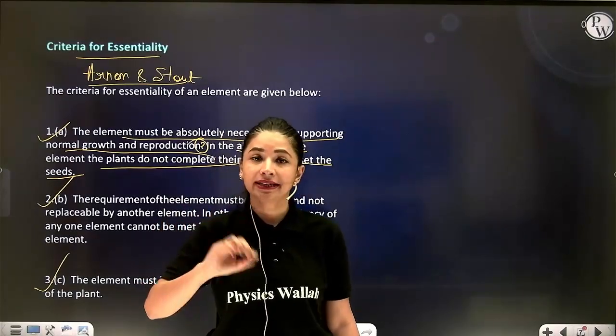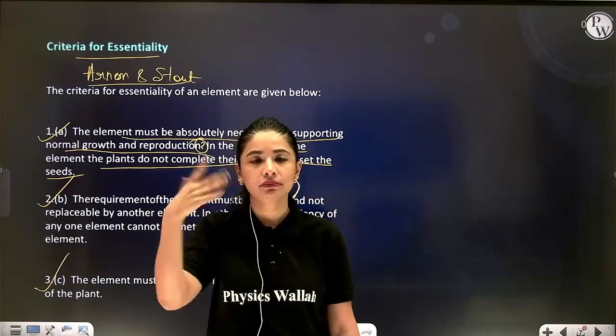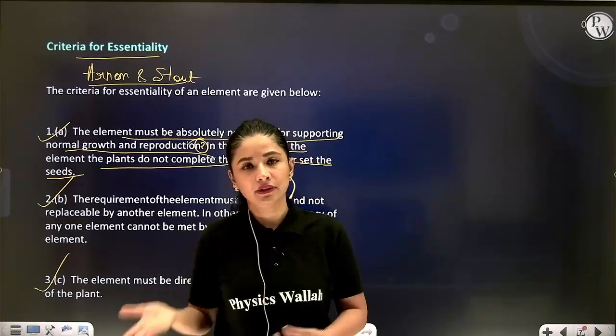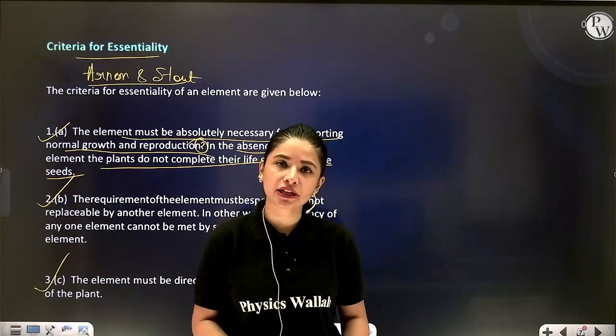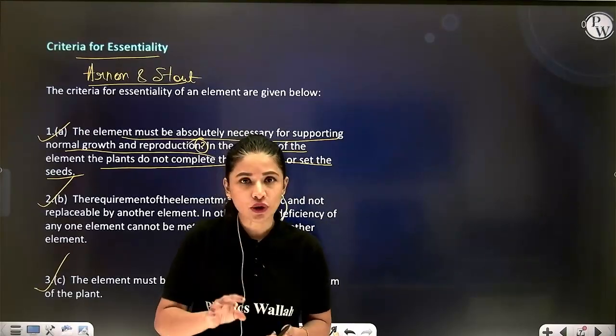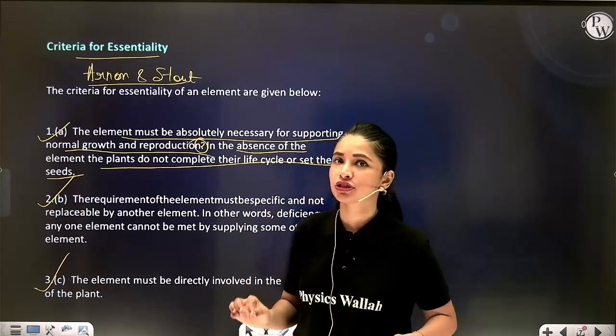Suppose that deficiency symptom is of calcium, and even if you are providing magnesium, the plant is happy. That means calcium is not essential. Even magnesium is able to do the same role as that of calcium. Yes or no? So the points which I have told you are the criteria of essentiality.